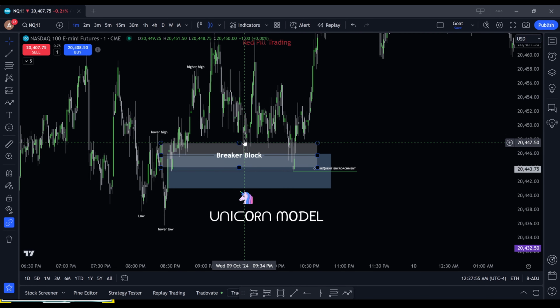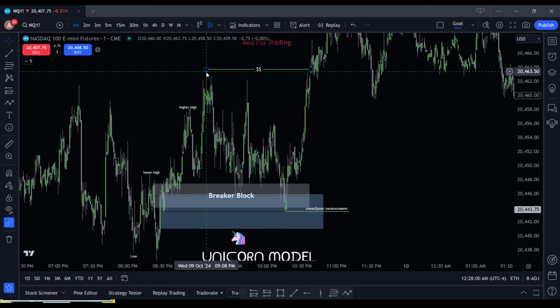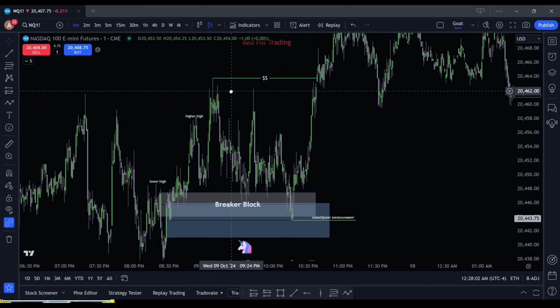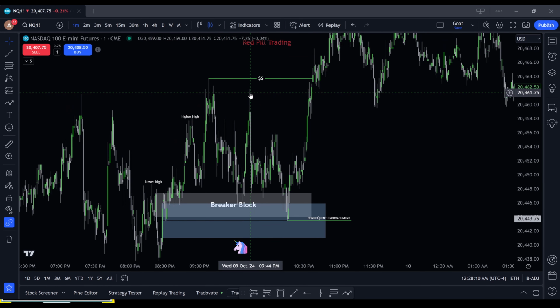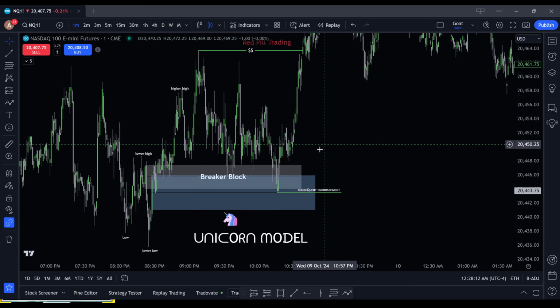As you can see right here, we tapped into the breaker block, retraced away. We have this as our liquidity target area, right? As we were coming down and doing all this, we came up this high, never gave us our entry, kept tapping the breaker block, made this other high, came back down, boom, we finally tapped into the fair value gap, messed around for a second with some consolidation, and then boom.